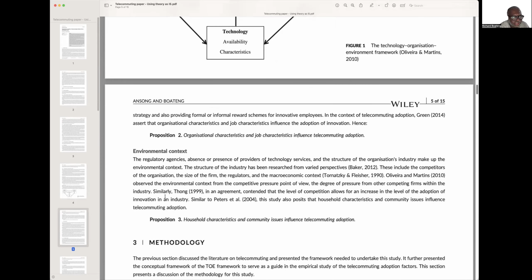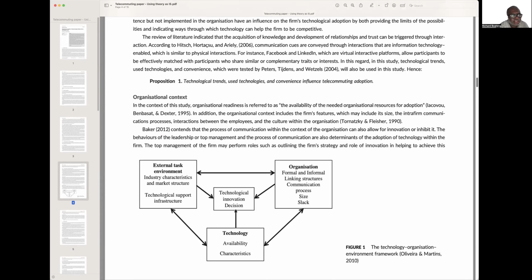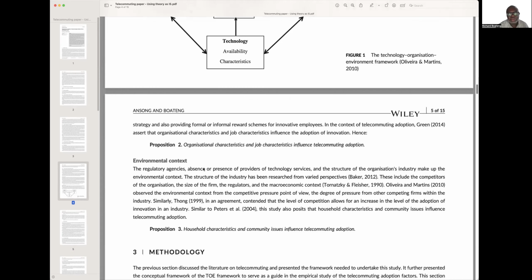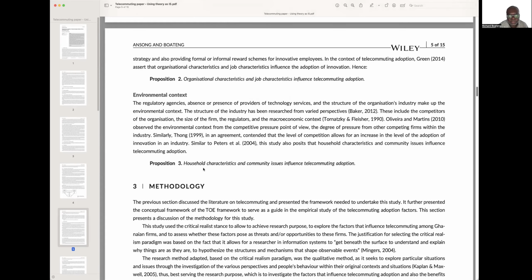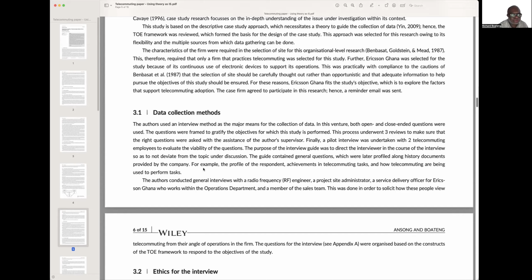Then environmental context, and then we have the rest in here. What we see here is proposition one, proposition two, and proposition three. Sometimes I pause for people to get in touch with what we are doing. So in this study, what the authors did is that they applied it to their work.